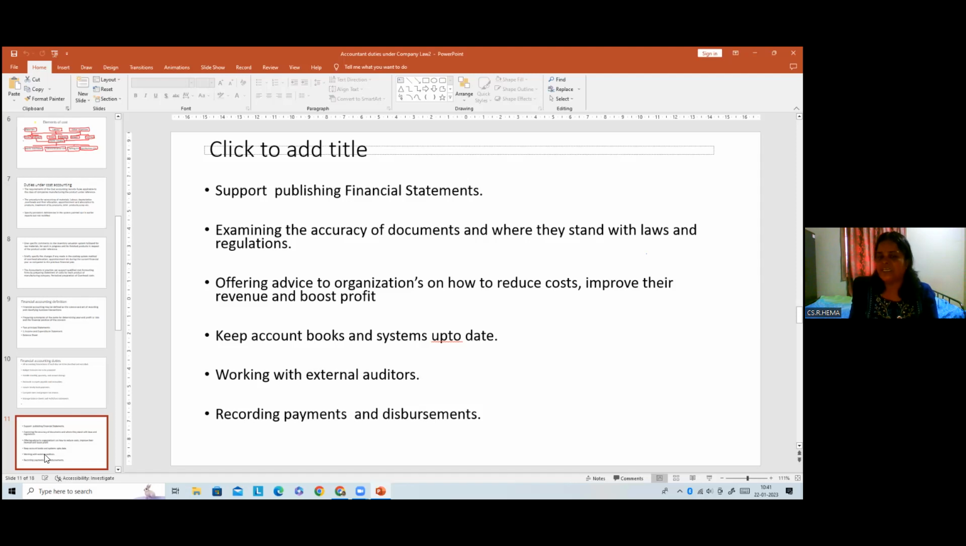Working with external auditors. Who are these external auditors? These external auditors are appointed by the limited company by passing a resolution. These external auditors will look after the books of accounts of a company. We can support their firms, this type of firms, and give services. Recording payments and disbursements is a separate topic.